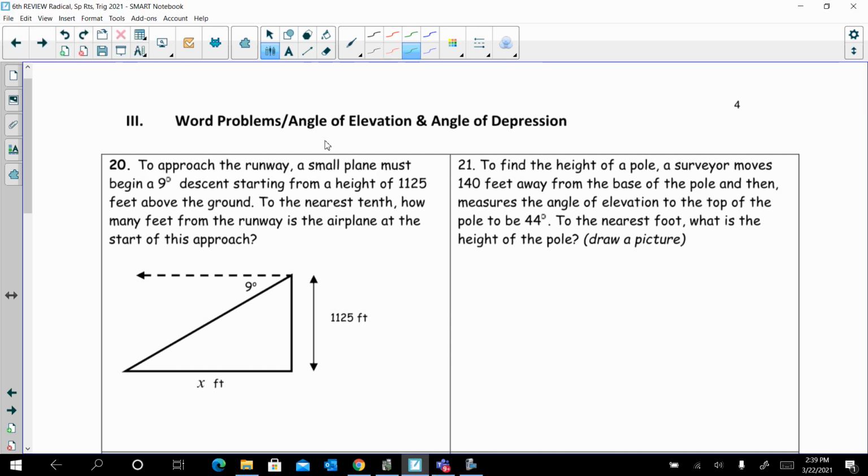Alright guys, I'm going to do a video explanation for the last part of our review. We are going to talk about some keywords and some steps you can follow when dealing with word problems, especially when they're talking about angle of elevation and depression.